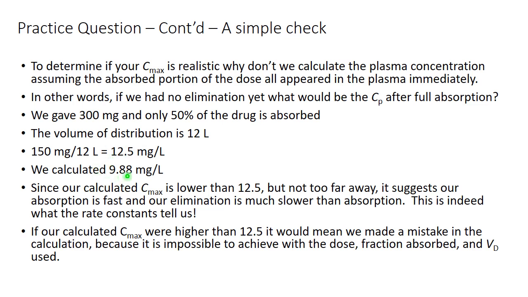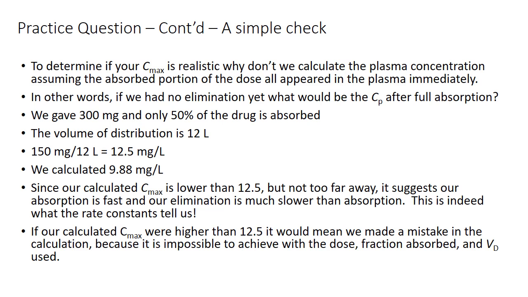We calculated 9.88, so I think that's pretty good, because it's saying that we're lower than if we had no elimination or no distribution, which makes sense. We should be lower than that because in reality we have elimination and we have some distribution. So that makes sense.